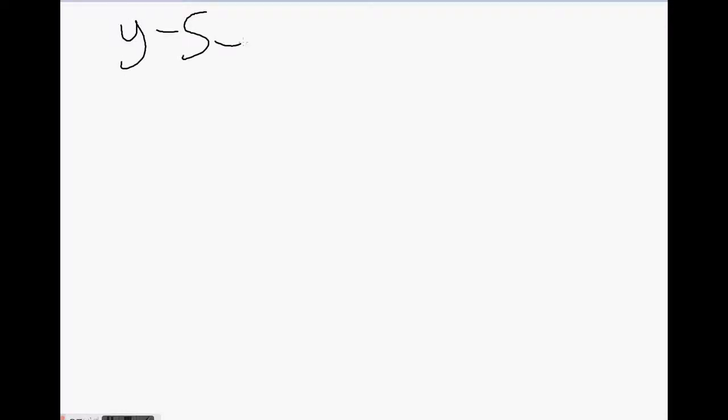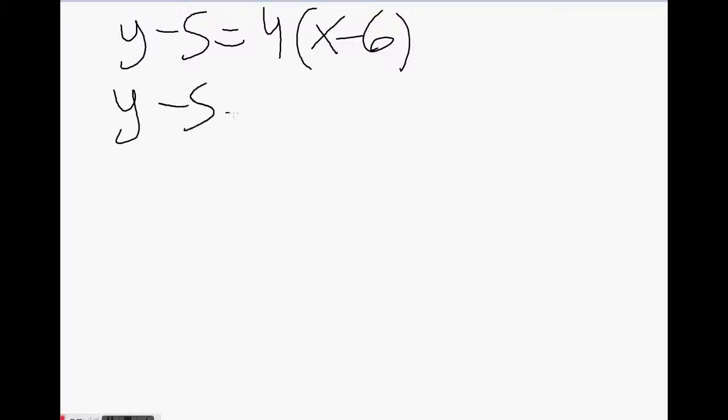y minus 5 equals 4x minus 6. What is general linear form, class? Just the general linear equation, so it's just setting everything to 0. So we just have to work out the equation. We need to get everything set to 0. So let's see here first. Let's work out. So we have y minus 5 equals 4x minus 24. Okay, you got it.